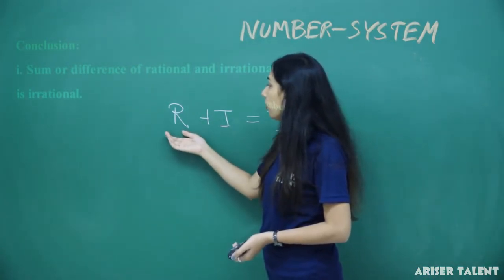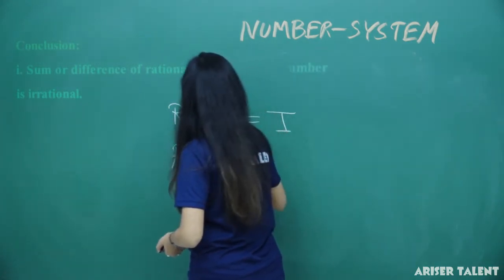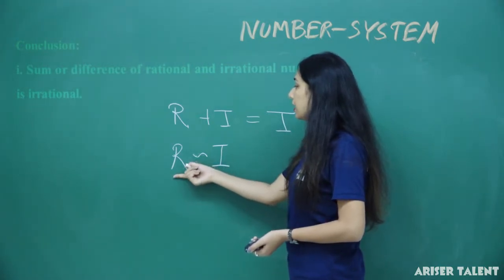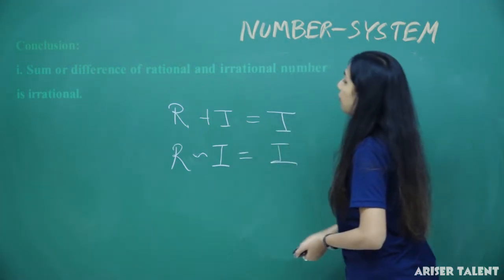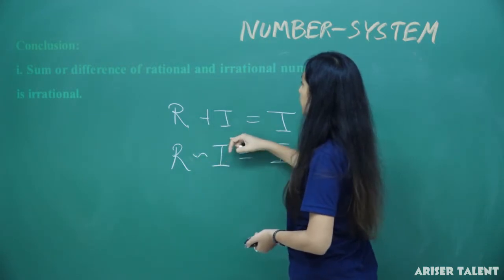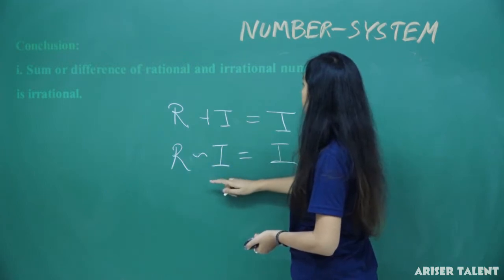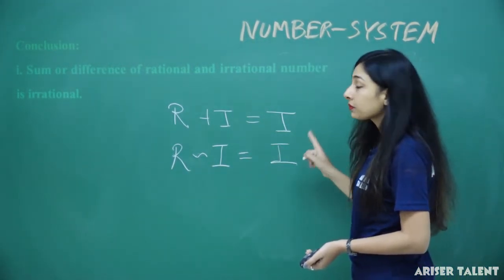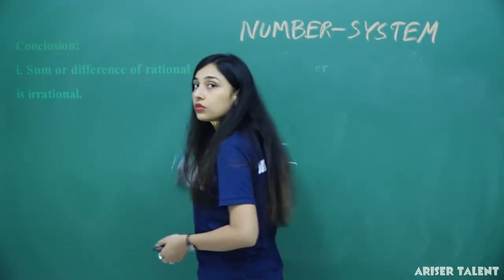If I have added or subtracted, there is a different sign. Different sign means either r minus I or I minus r; in both cases, that will always be irrational. If I have added two terms, one rational and the second irrational, or taken the difference of a rational and an irrational number, then that is always going to be irrational. Okay, this is the first conclusion.